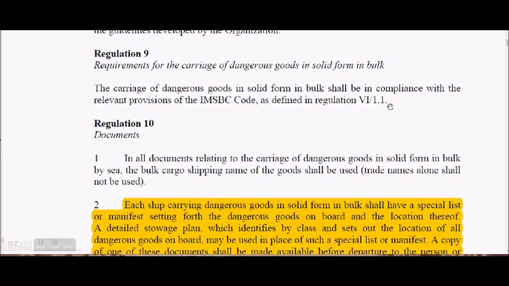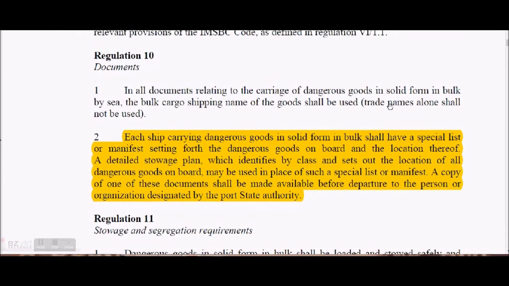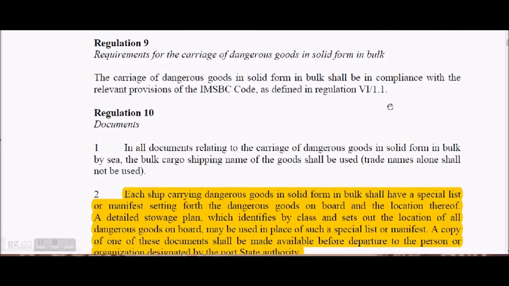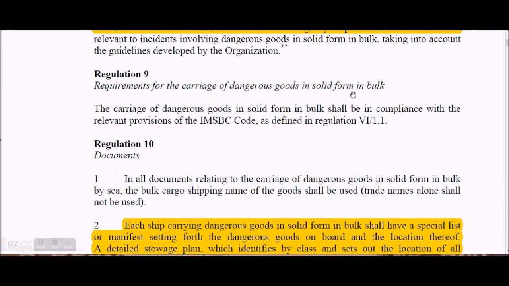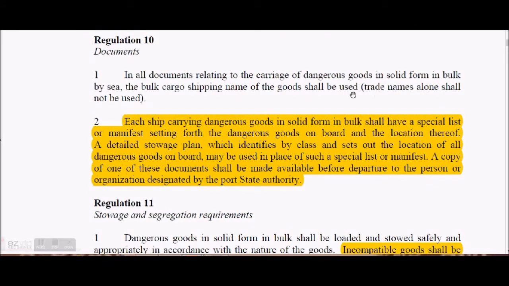Then documents. We will go to chapter 6 also, so it will cover that also. The requirement for the carriage of dangerous goods in solid form in bulk is the same as what is written in the IMDG. In the IMDG, in chapter 7, it is written how we can carry dangerous goods in bulk carriers. What separations are required are the same over here; they have copied and pasted from there, nothing different. I made IMDG videos also, so you can see there. What I remember is chapter 7.5, but I'm not sure about that one, so please check.